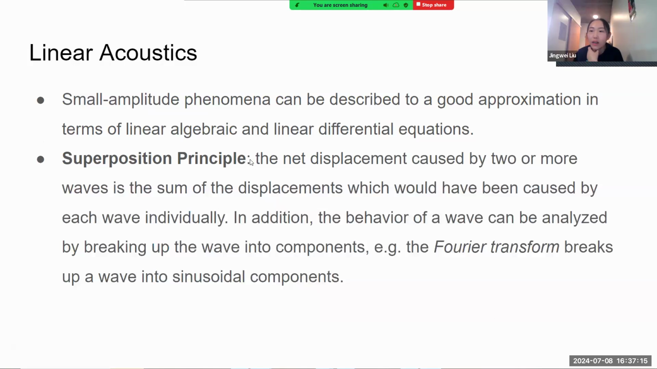And what is linear? Mathematically speaking, it means when you add two things together and you transform it, it equals the sum of the transformations. To state it more plainly, it refers to the superposition principle, which means the net displacement caused by two or more waves is the sum of the displacements which would have been caused by each wave individually.